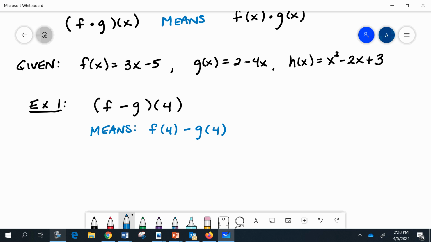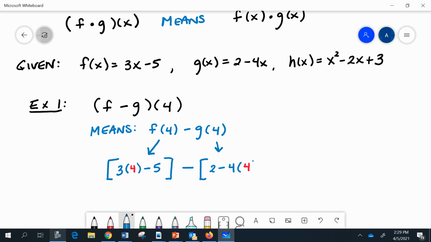What I'm going to do here is plug 4 into the f function in for x. This is going to look like 3, and I'm going to input a 4 for the x, minus 5. All of this right here is what it looks like to plug a 4 into the f function. Now I'm going to subtract that by, in this little bracket, plugging a 4 into the g function for x. It's going to look like this: 2 minus 4, and we're going to input a 4 for this x.